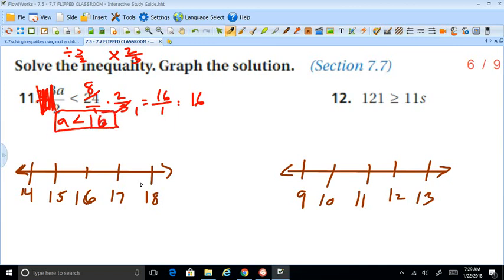That's an open dot on 16. Put a 14 in there, it's true. Put an 18 in there, it is false. Go to the left, towards the true side. And that is my final answer.